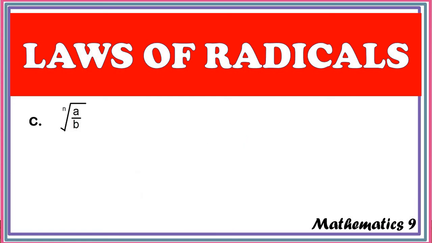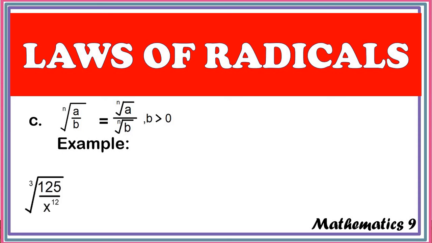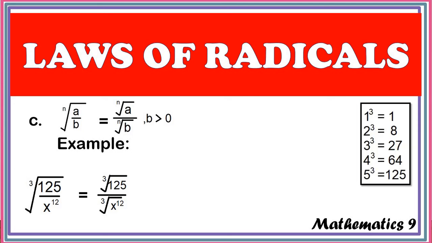Okay, so let's have the law of radical nth root of a over b. So we have nth root of a over nth root of b. Pinaghiwalay lang yung numerator and denominator where b is greater than 0. So example, we have here cube root of 125 over x raised to 12. So, dito, si 125 is, gagamitan natin ng power rule. We have 125 is also equal to 5 cube. So, instead na ang ilagay mo ay 125, pwede natin ilagay na 5 cube.